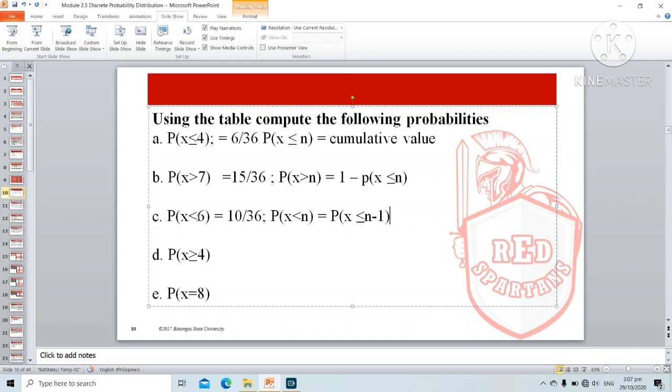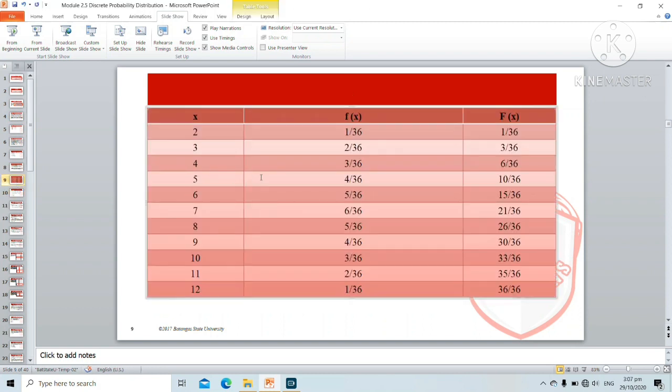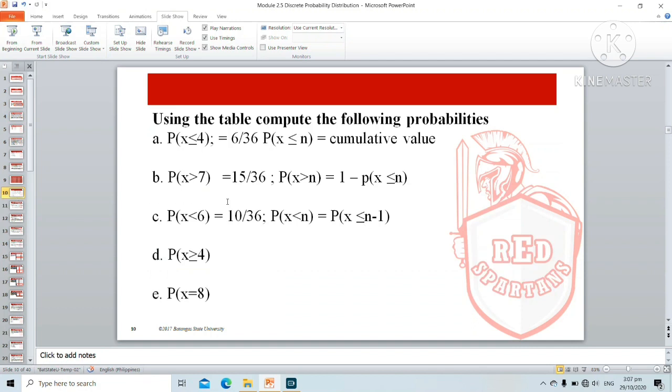So, kagaya nito, x is less than 6, babawasan natin ang isa since less than, magiging less than or equal na yung ating formula. Check lang natin sa table yung value ng 6 minus 1 or 5. Ang value ng 5 is cumulative 10 over 36. Ibig sabihin tama yung ating formula. So yan, meron na tayong formula ng less than or equal, greater than, and less than. So next na ay greater than or equal.